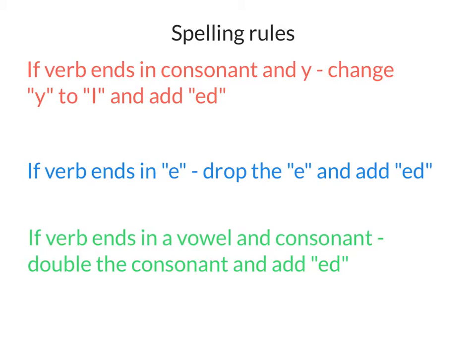Here are some spelling rules. If the verb ends in a consonant and a Y, just like we always have, we change the Y to I, and then we add ed to show past tense. If the word ends in E already, we drop the E and add ed.